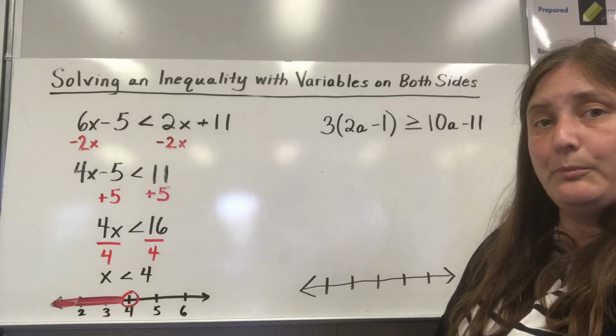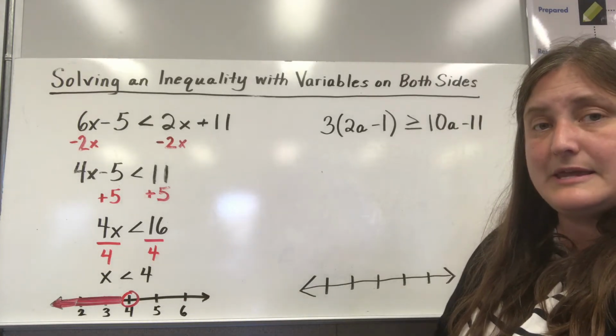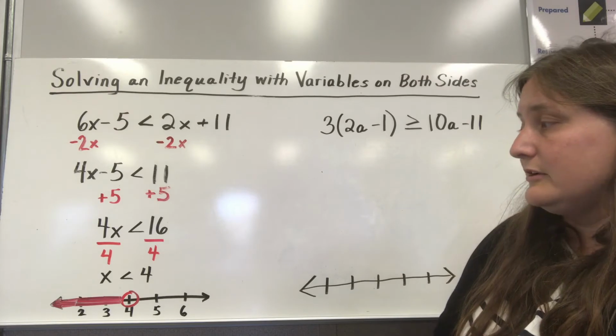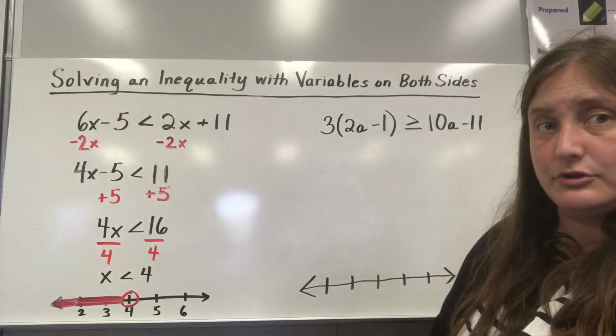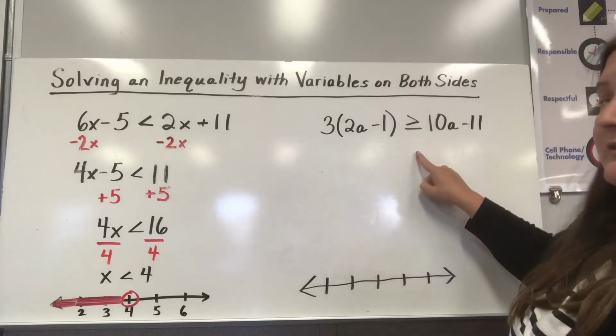On my graph, I put an open circle at 4 because x cannot be equal to 4, and I highlighted going to the left because values like 3 and 2 make that inequality true. So let's try solving this one together.